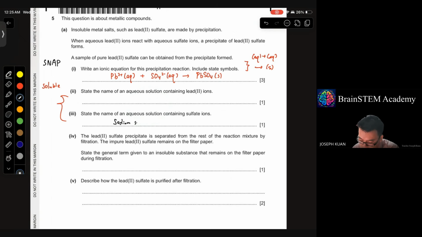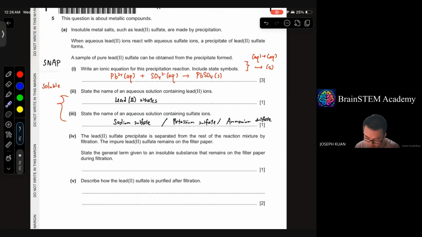SNAP stands for sodium. Sodium sulfate, for example, is soluble. N stands for nitrate, so lead-2 nitrate. Nitrates are soluble, that's why they are quite popular in chemistry. And we can also give other answers like potassium sulfate, which is also soluble. The P stands for potassium. We can also use ammonium sulfate. The A stands for ammonium. So sodium, nitrate, ammonium, potassium.